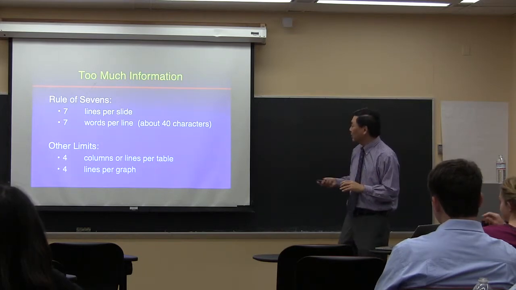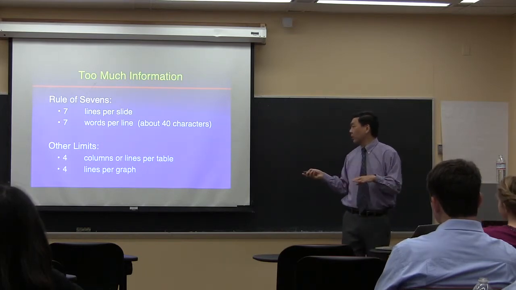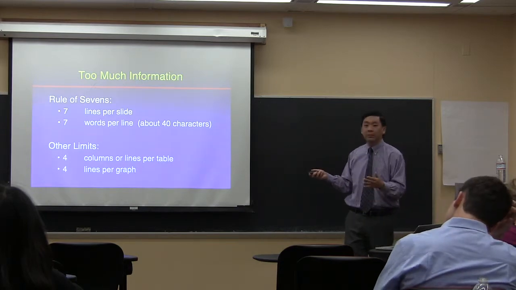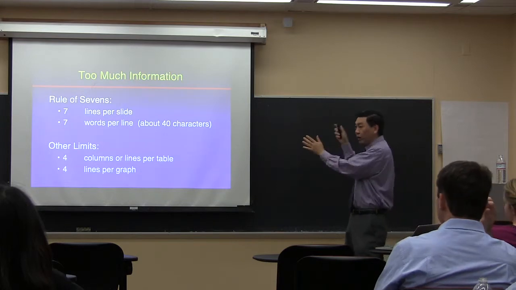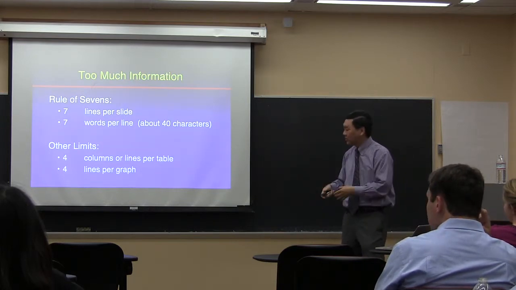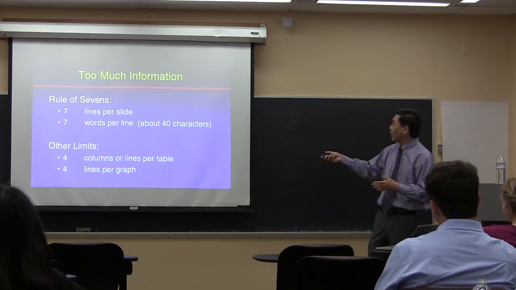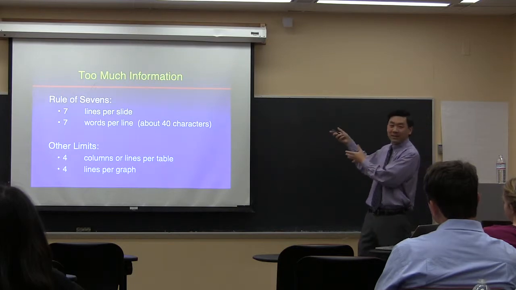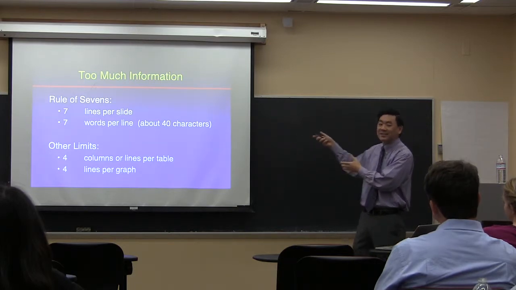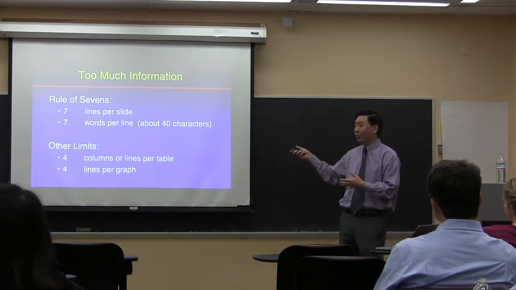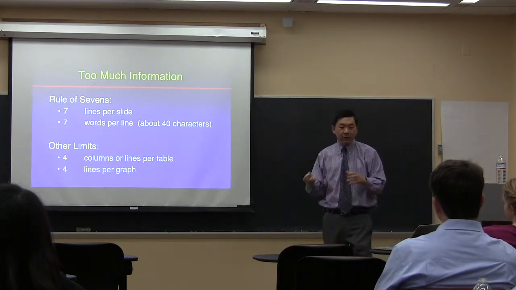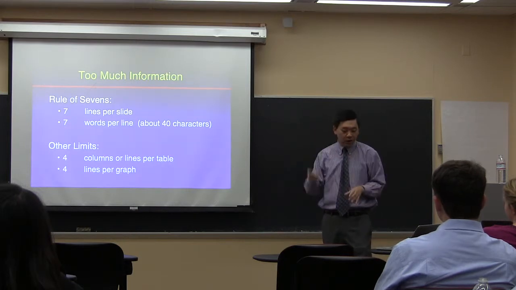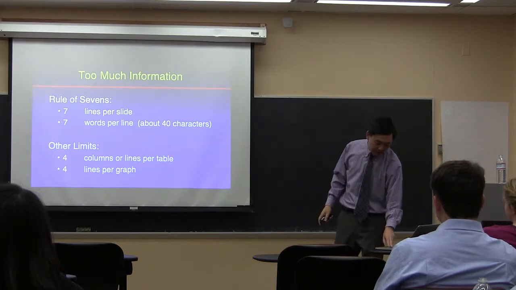A couple other limits: 4 columns or lines, or I should say rows, per table. Tables are fine to have, but they shouldn't be too long or too tall as far as the number of columns. If you go 4 by 4, that's 16 cells. That's a lot of information to go through. And if you're doing a graph, no more than about 4 lines per graph or 4 bars or columns per graph. And we'll give you some examples of that.